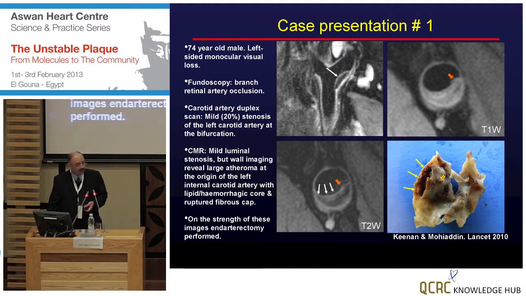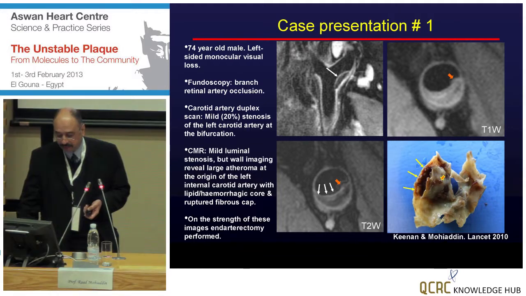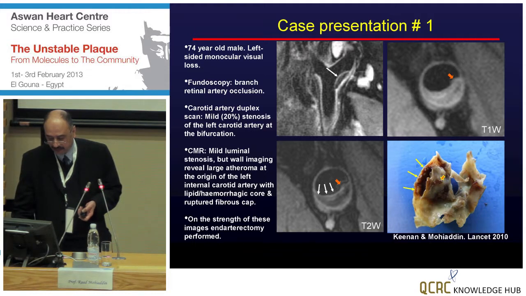The problem is what to do with him, because all the criteria say that this patient has to have 70% stenosis or occlusion to qualify for endarterectomy. So we talked to a number of surgeons in London. Some of them refused to take him, but one of the surgeons, on the basis of the strength of the imaging, decided to go ahead and do the endarterectomy. And this is the specimen after it. You see that the fibrous cap is partially ruptured with thrombus in this region.